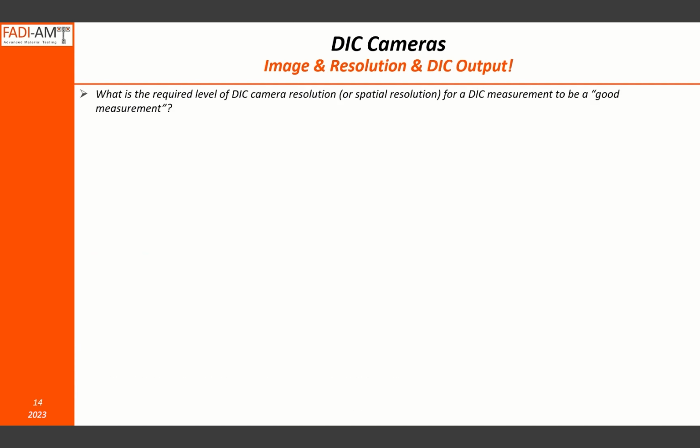Well, to try to answer this question, we go to a more general question about DIC measurements. What is the required level of DIC camera resolution, or spatial resolution, for a DIC measurement to be a good measurement? Unfortunately, this is not an easy question to answer. As far as I am concerned, there is no direct or simple answer. It is not like other vision applications where you can say sharper is better. Here, it's a little bit more complex.